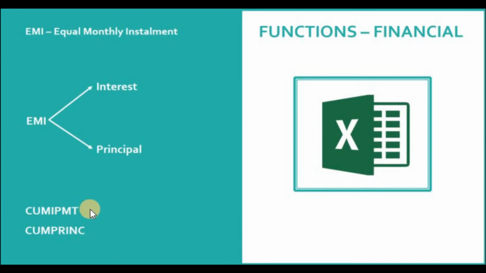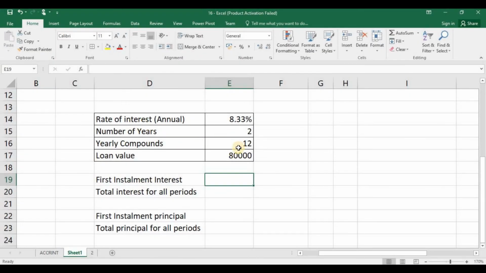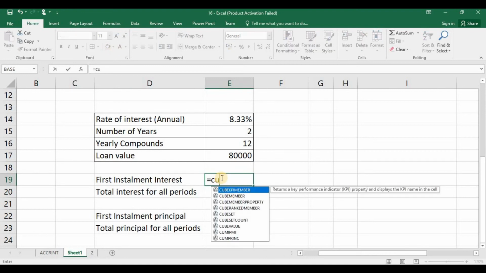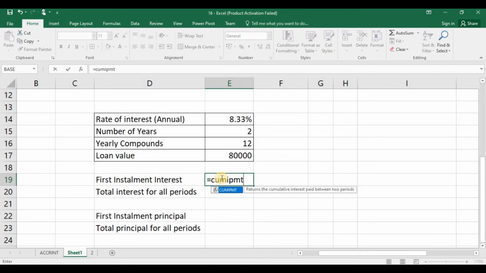We'll see this practically. We have a loan taken for 80,000 with a rate of interest of 8.33 per annum. The tenure of the loan is 2 years. The interest is compounded monthly. I want to calculate the interest amount for all the periods and the interest for the first period. Type CUMIPMT. Here you can see the explanation stating it returns the cumulative interest paid between two periods.